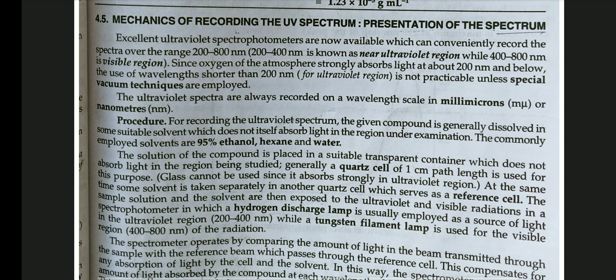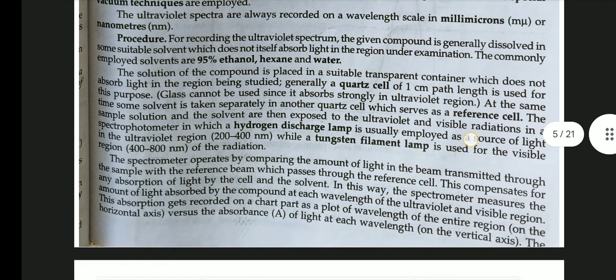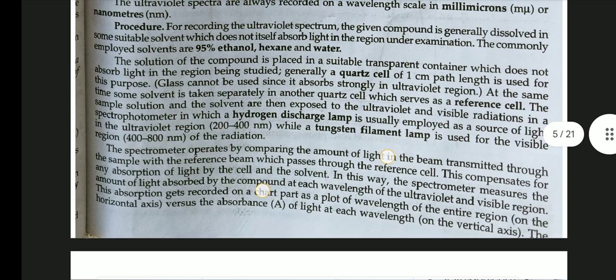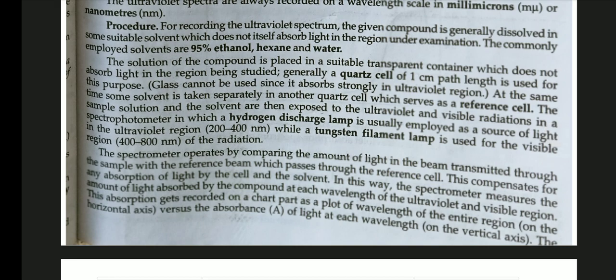The procedure for recording the ultraviolet spectrum: the given compound is generally dissolved in some suitable solvent which does not itself absorb light in the region under examination. The commonly employed solvents are 95% ethanol, hexane, and water. The solution of the compound is placed in a suitable transparent container which does not absorb light in the region being studied. Generally, a quartz cell of 1 centimeter path length is used for this purpose. Glass cannot be used since it absorbs strongly in the ultraviolet region. At the same time, some solvent is taken separately in another quartz cell which serves as a reference cell.